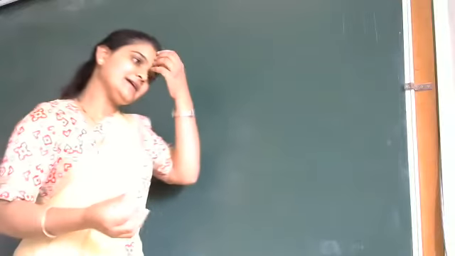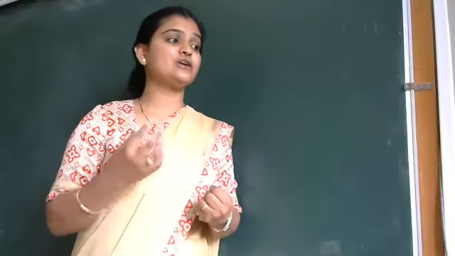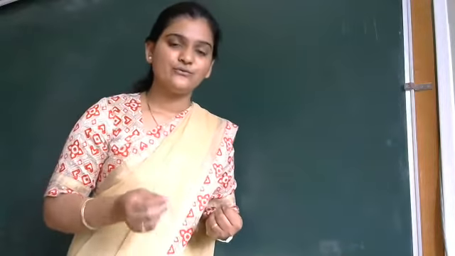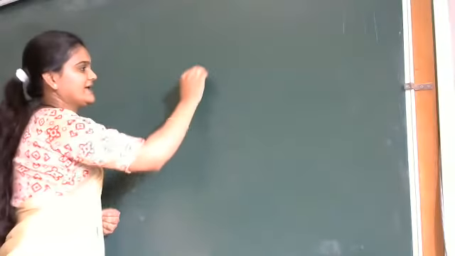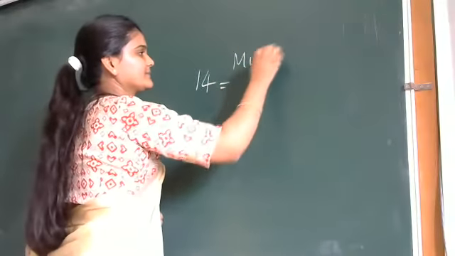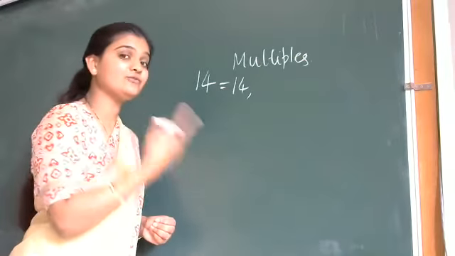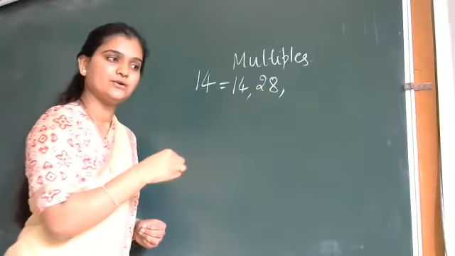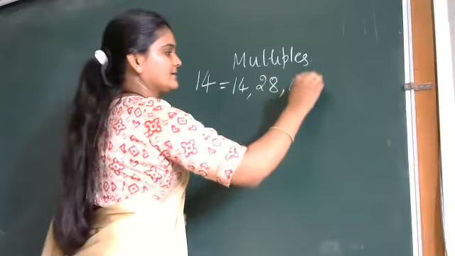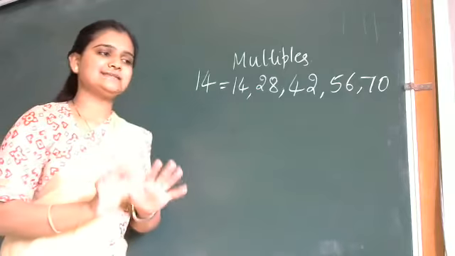Kirti, why didn't you understand? Which part? Take any number of your choice. Ma'am, 14. 14? Yes, ma'am. Now tell me, what are the multiples of 14? 14 ones are 14. 14 twos are? 28. 14 threes are? 42. 56. Yes. 14 fives are 70.